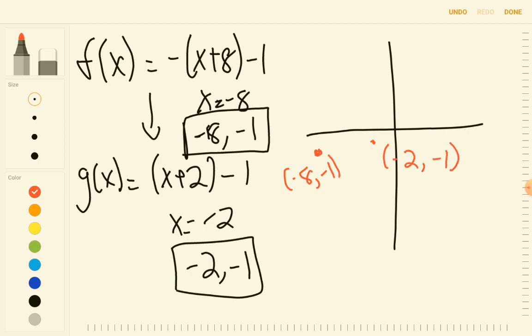So to describe our transformation we have over here, we would go left 6 and down 0. So our final answer would be flip over x, comma, left 6.